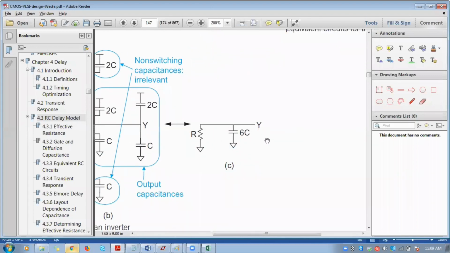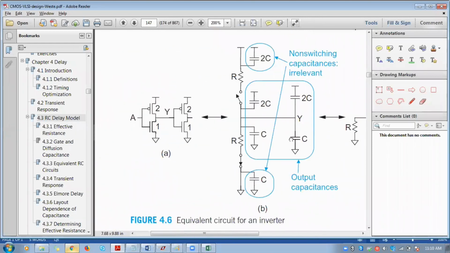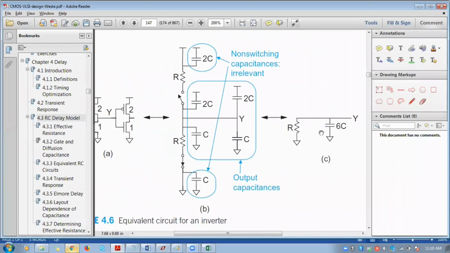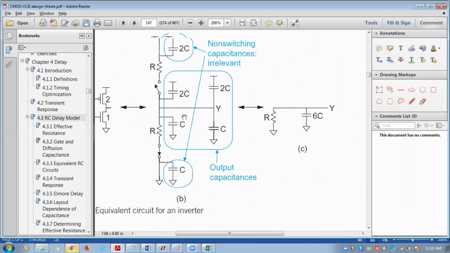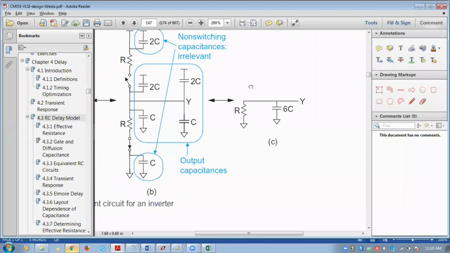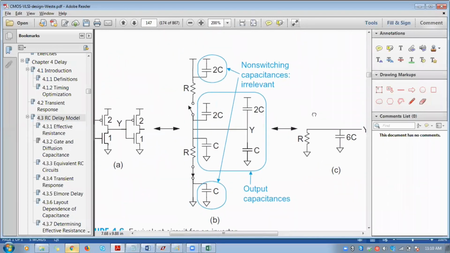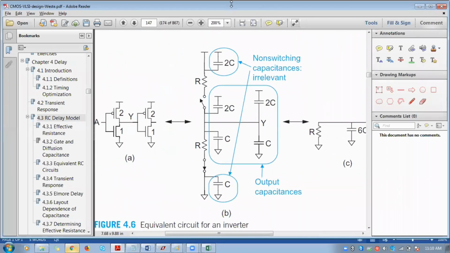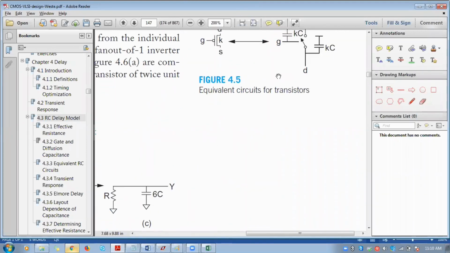While calculating delay modeling, we have to multiply R into 6. So 6RC will be the equivalent delay constant, or RC delay, of an inverter. We have to keep in mind that while calculating the delay of a particular circuit, we have to calculate the equivalent resistance as well as the equivalent capacitance.